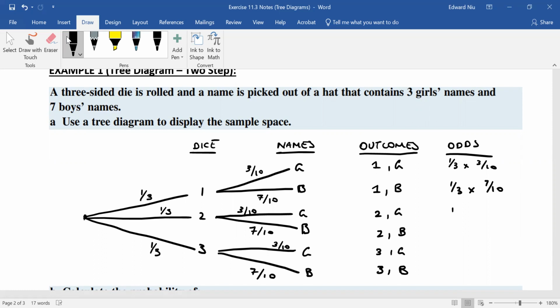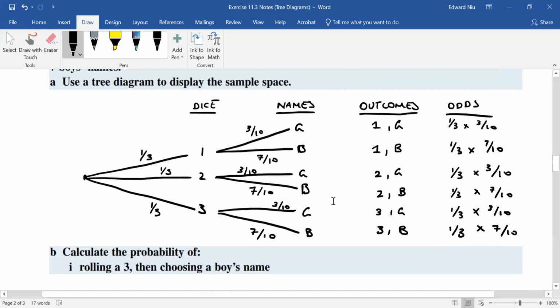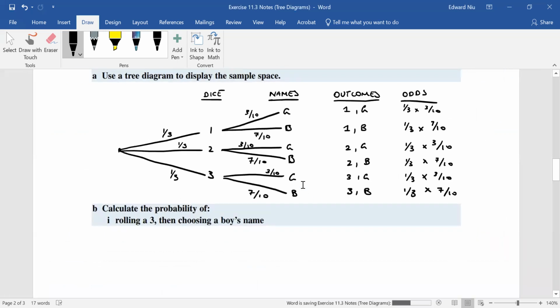For 2, well, they're all going to be 1 on 3, aren't they? This one is going to be 3 on 10, 1 on 3. Let's just write 1 on 3 for all of them, because that's the probability of rolling a 1, 2, or 3 on the 3-sided dice. Getting a boy, that's 7 out of 10. Girl name, 3 out of 10. And lastly here, 7 out of 10. All right, you put that into your calculator and you can get yourself your answer. So, tree diagram, all done.